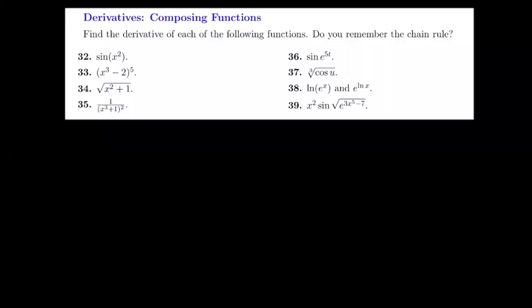All right, let's do a few more derivatives, but before we start, let's remind ourselves about the chain rule. I'll illustrate with this first example, number 32. The idea there was that if you have a composition of functions, like in this example, sine of x squared, the first thing you're doing is you put in a number and you square it. That's the first layer. And then you take the sine of it.